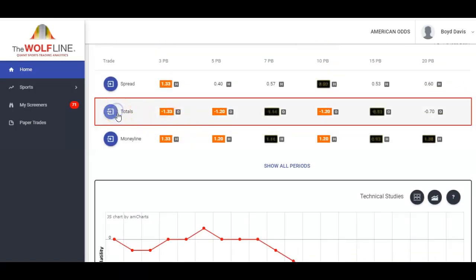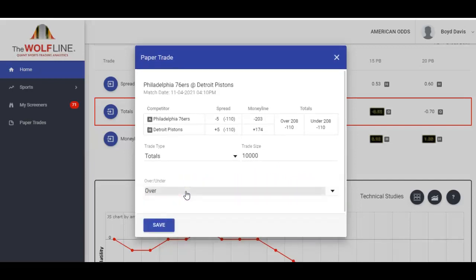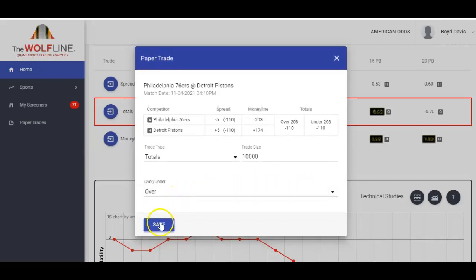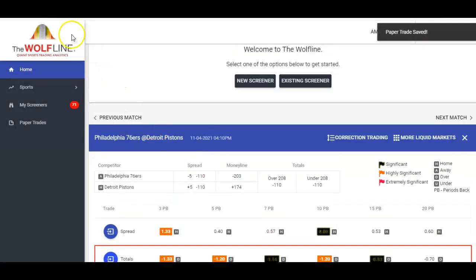significant, highly significant. So we're going to go ahead and put this in as a trade, and let's say we put in 10,000 on the over. And we're at over 208 on Detroit, Philadelphia today. We'll save that. And again, you can use that as the first selection today. We'll see if we can find another one or two just to include in our study today.